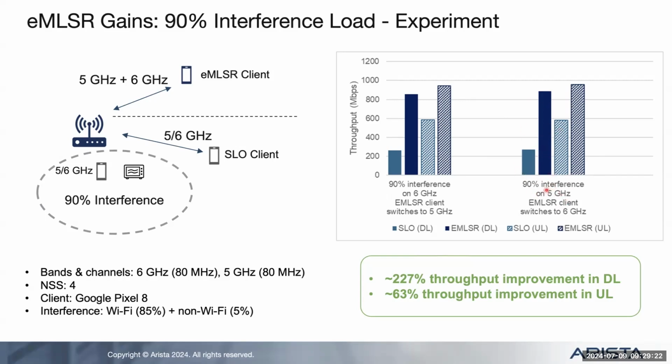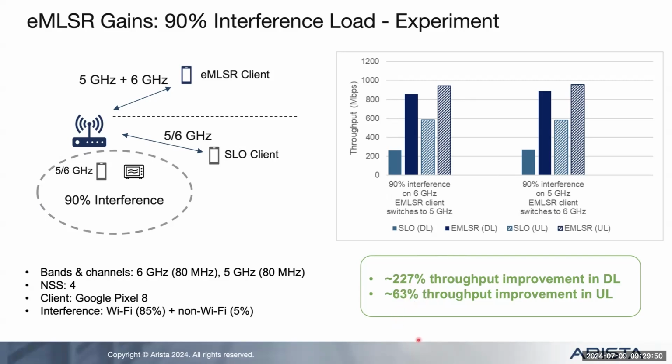When the interference is 90%, the clients switch from 5 to 6. So it basically tells us that whenever there is any transmission opportunity available, it sends, and immediately switches, and we see the actual benefit here. In total, about a 227% throughput improvement for downlink and 63% throughput improvement in uplink. Those are really big numbers.